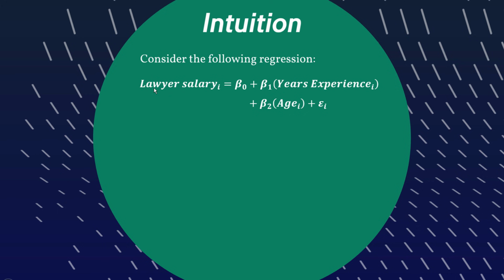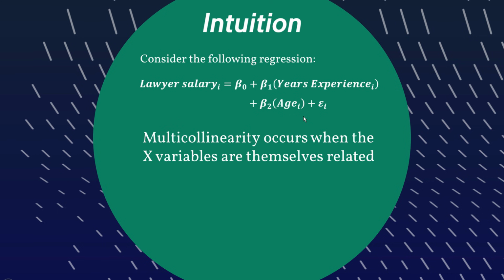Let's just say we're trying to assess a lawyer's salary as a function of their number of years of experience and also their age. Now, what a regression will try to do is tease apart the individual effects of years of experience and age on the lawyer's salary. But you're going to have to afford the regression the opportunity to tease apart those effects. Multicollinearity occurs when the x variables themselves are related, such that those individual effects become obscured.